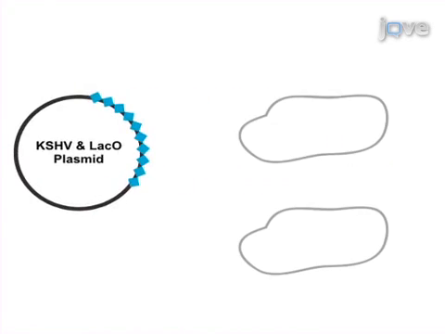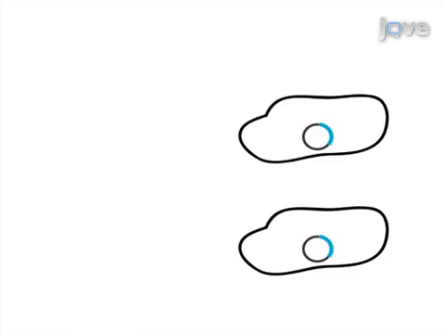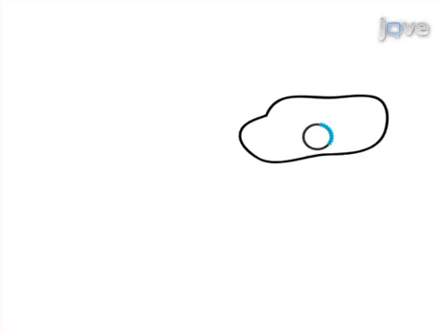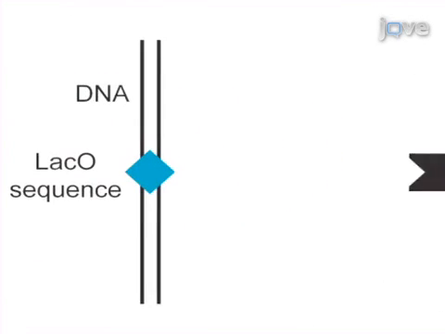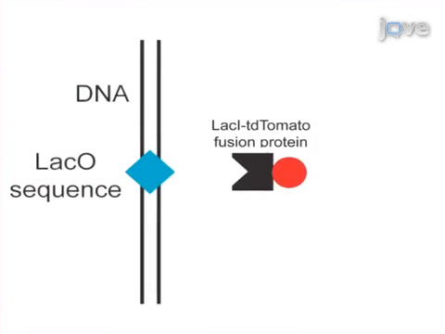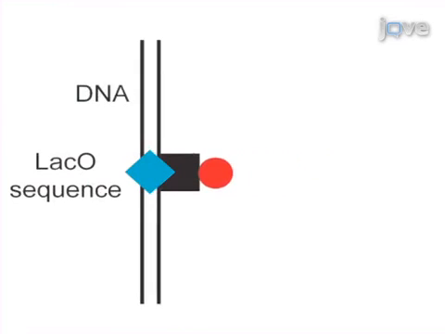The second step is to introduce the plasmid into dividing cells, followed by infection of the cells with a retrovirus encoding the lactose repressor, or LAC-I, fused to a fluorescent protein. The lactose repressor fusion proteins will specifically bind the lactose operator sequences in the plasmid.